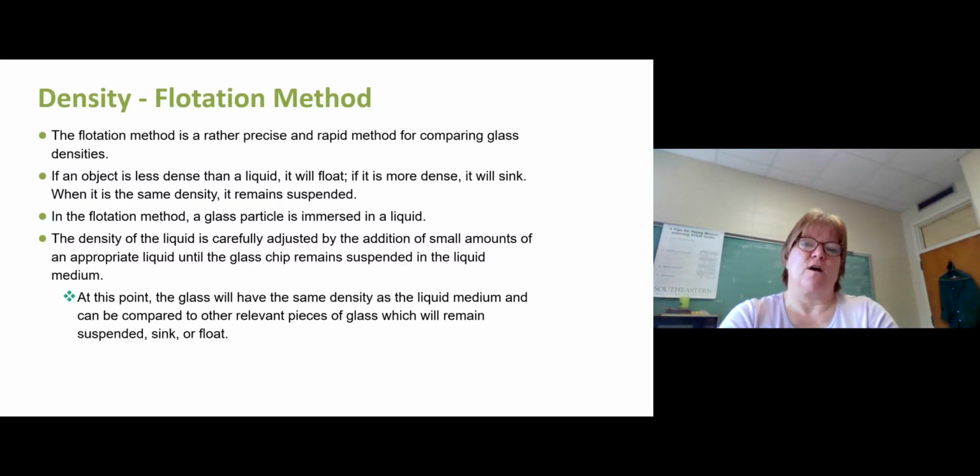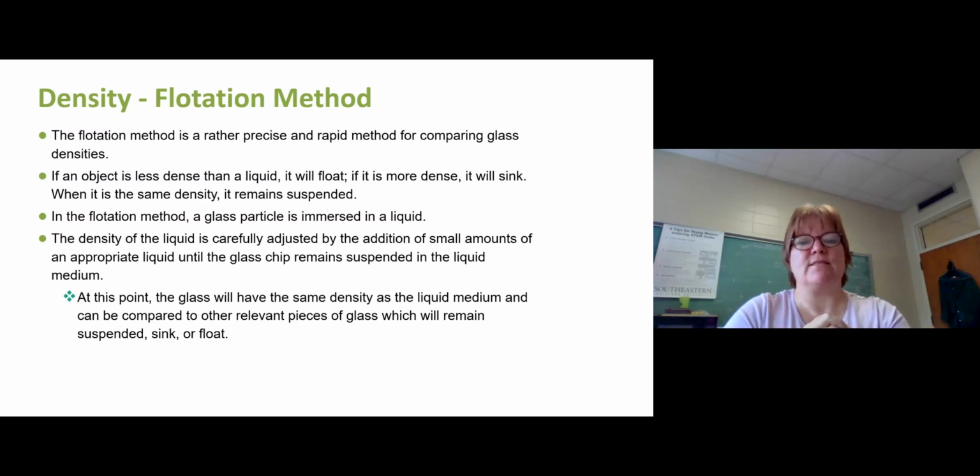Another method that we're going to try in class is the flotation method. So it's a much more precise method. It can be rapid if you kind of know what you're doing. Again, if an object is less dense, it's going to float. If it's more dense, it's going to sink. When it's the same density, it remains suspended.